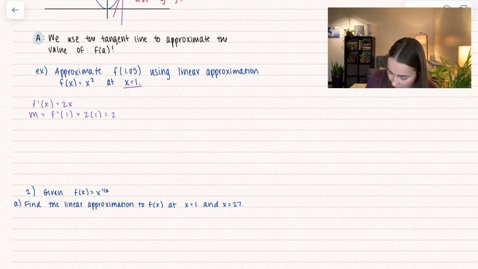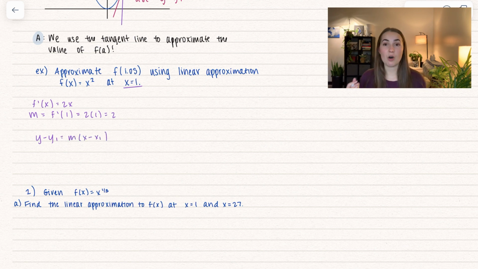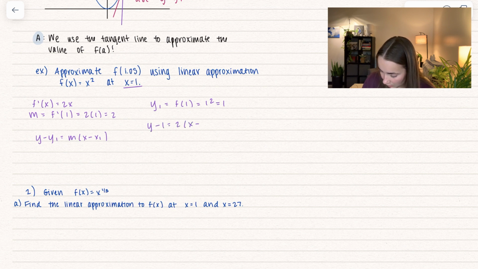Now, using our equation y minus y1 equals m, the slope, times x minus x1, we want to make sure we have all the pieces that we need. We have our x1 because we know x is equal to 1. We have our slope, but we need to find our corresponding y1. So our y1 is just going to be our function defined at our x value. So that's going to be 1 squared, which is equal to 1. Now that we have all the pieces, we can just go ahead and plug it in. So here we get y minus 1 is equal to the slope times x minus x1.